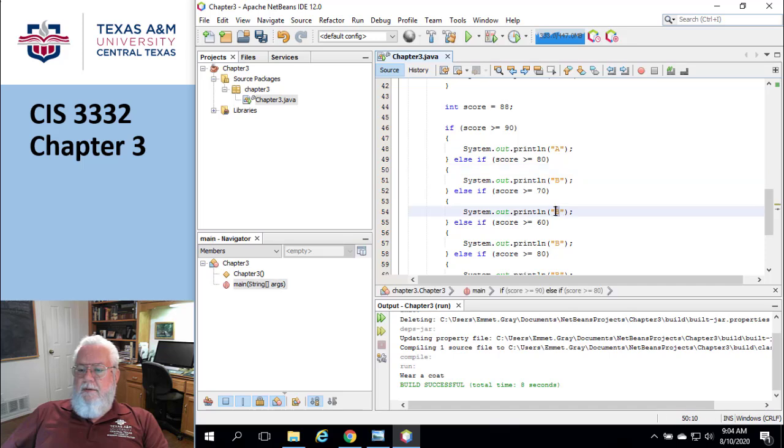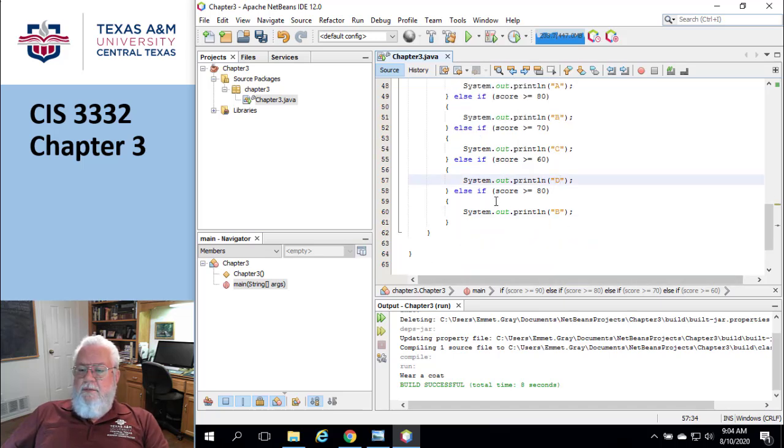Cool. So this would be you made a C. This would be you made a D. And if you were greater than or equal to 50, well, can't I just stop here and say that anything beyond a D is also an F? So I'm just going to say else here.